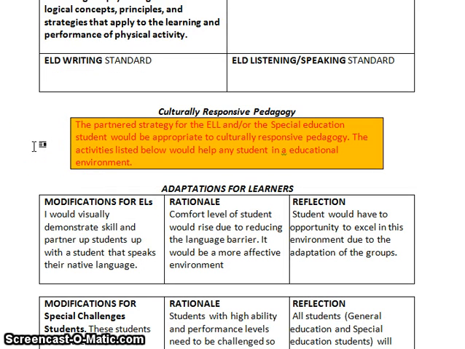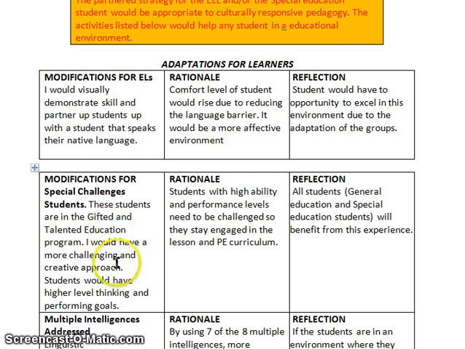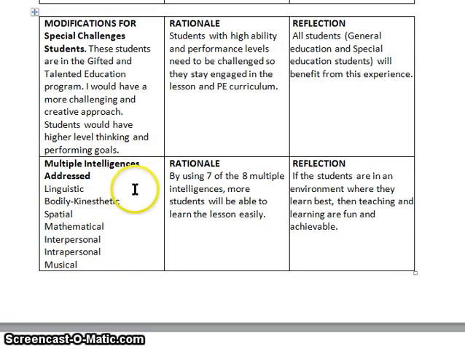The culturally responsive pedagogy, the modifications for ELs, modifications for the gifted students, and multiple intelligences were all the same. The one difference is that instead of being naturalistic, this was done indoors in the school gymnasium, and it was musical, so that's where that flipped.